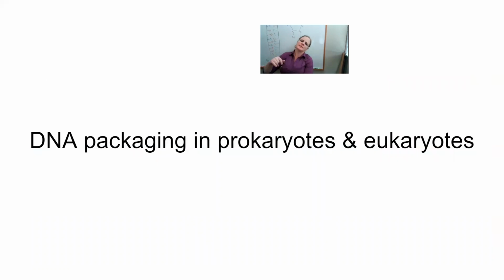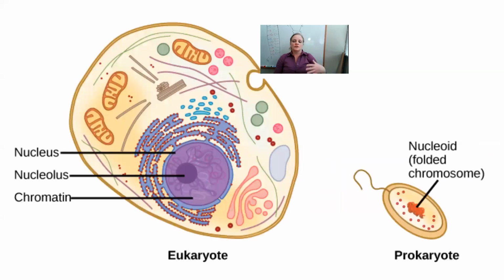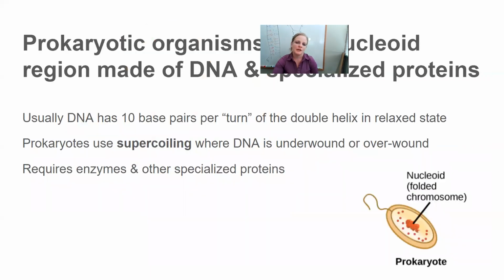So the way that DNA is packed in prokaryotes and eukaryotes is obviously going to be very different. If we just look at the structure, we know that eukaryotes have a true nucleus. That's what their name means. And that's where their DNA is kept, in the nucleus. And then in prokaryotes, we have the nucleoid, a portion of the prokaryote where we actually see the chromosomes. And remember, in prokaryotes, it's one circular chromosome. In eukaryotes, it's lots of linear chromosomes.